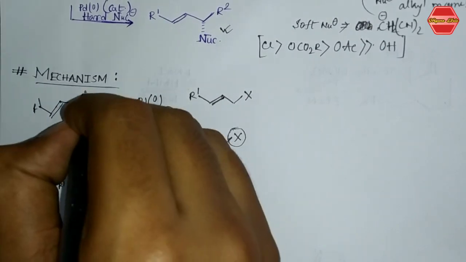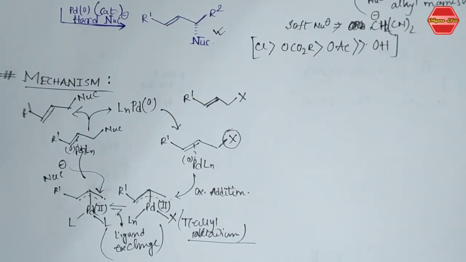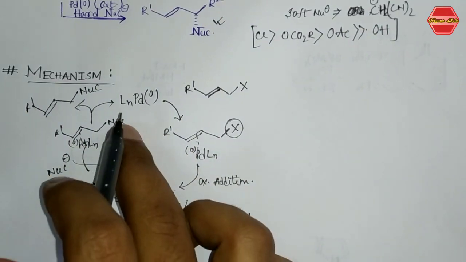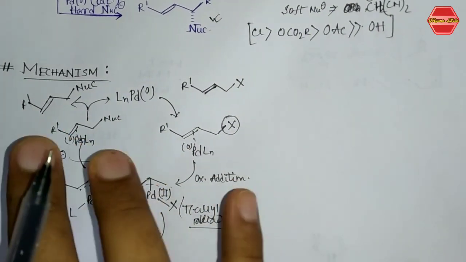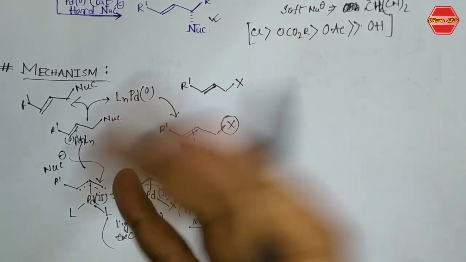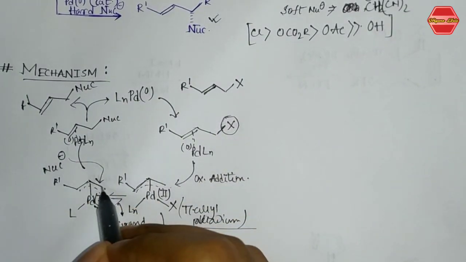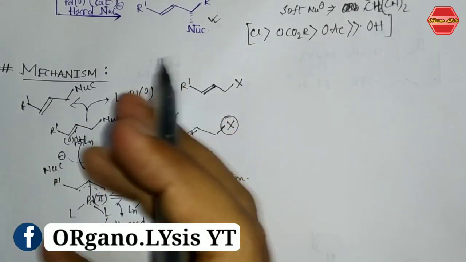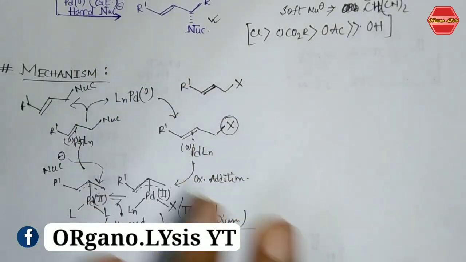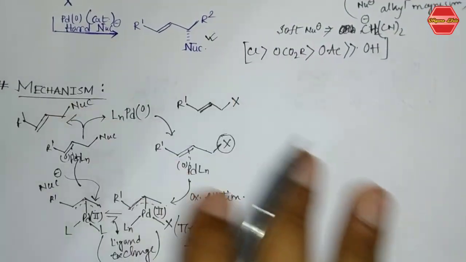Okay, so this is your final product. But this step is quite important, because here first the substitution takes place, then the reductive elimination takes place. So the first step is the substitution, because this nucleophile will attack over here, and after this palladium 0 will leave from the system. So this is the overall mechanism for this reaction.